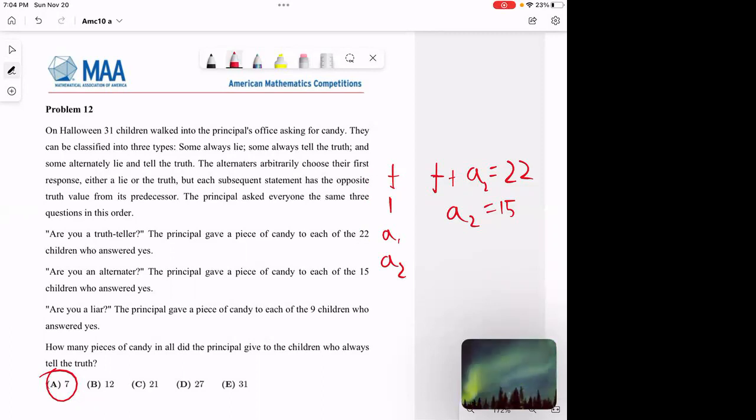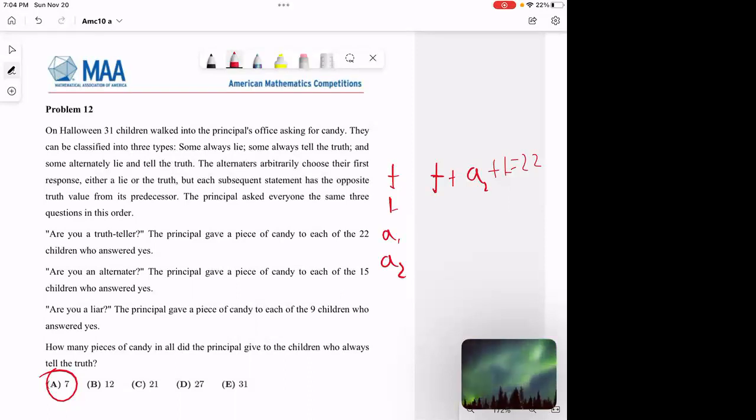So we have children who told the truth. In the first case, the children who answered yes, who said they're a truth teller, would contain truth tellers who say that, along with alternators who lied on the first one. So that would be the second A2. So that's 22 people who said they were truth tellers. Oh, sorry, wait. And also liars said this, right? Liars are also going to say that they're truth tellers. So that's going to be that plus L equals 22. I'll make the L like that so you can tell the difference.